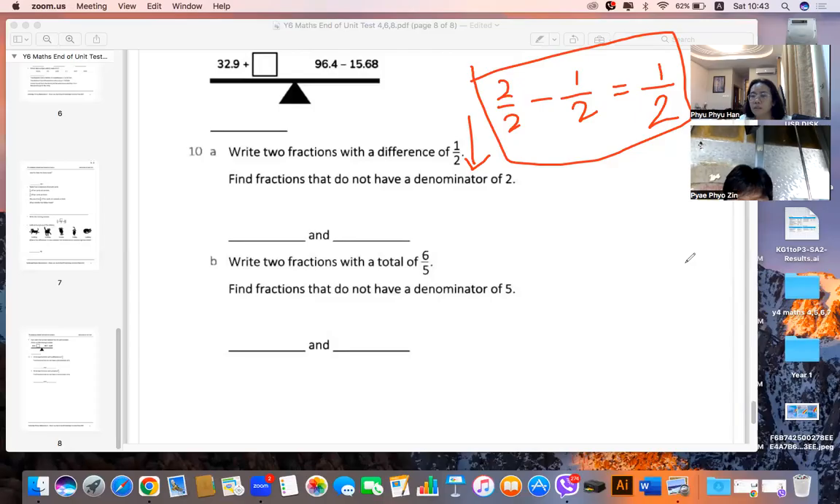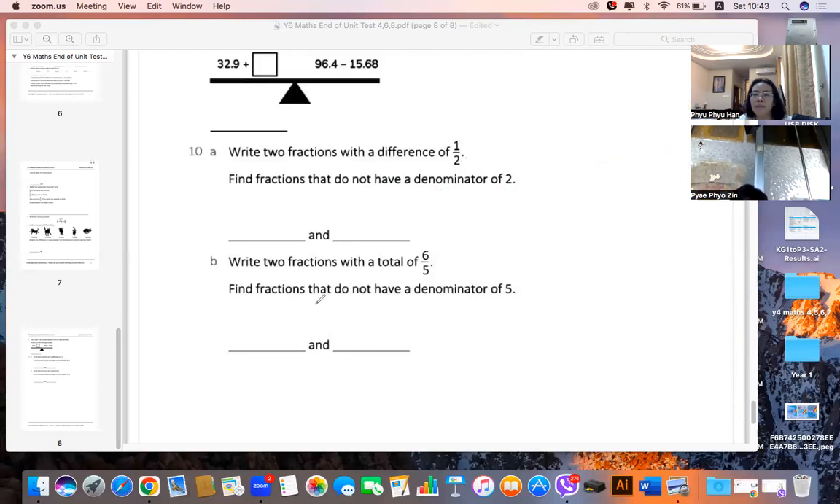We cannot. Not enough, because it says 5 fractions do not have a denominator of 2. My calculation has a denominator of 2, so I cannot give this kind of answer. Another answer I can give, okay? Now it is your turn, okay? So you will find number B, 10B, and you will write here.